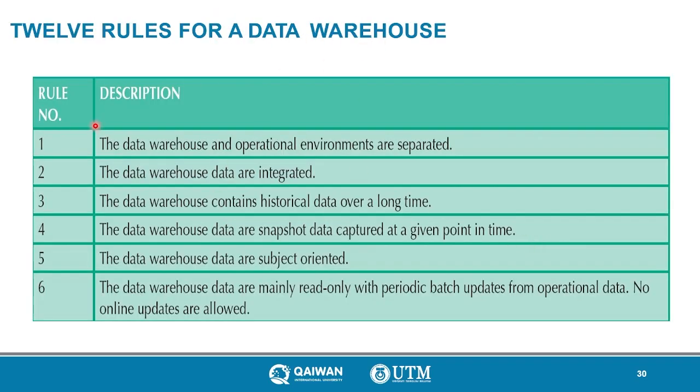Now we have 12 rules for data warehouse. The first rule is that the data warehouse and operational environment are separated. The data inside the data warehouse are integrated from different sources. The data warehouse contains historical data over a long time, so there's no concurrency here. The data warehouse data are snapshot data captured at a given point in time. The data are subject oriented, and mainly read only with periodic batch updates from operational data. No online updates are allowed.